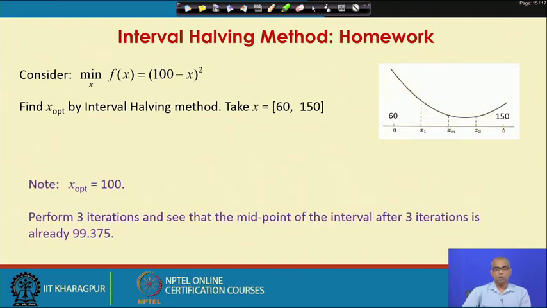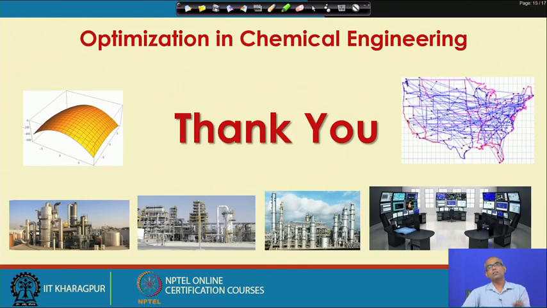Consider another problem, f(x) equal to (100 minus x) whole square. Consider the initial interval as 60 to 150. Obviously, the optimal solution is x equal to 100. So, take it as a homework and solve it by the interval halving method. Perform 3 iterations and you will see that the midpoint of the interval after 3 iterations is already 99.375, very close to 100. Complete these as a homework. With this, we would like to stop here.